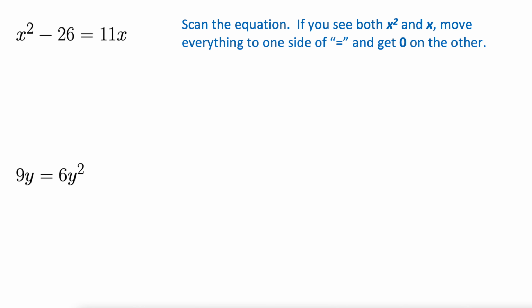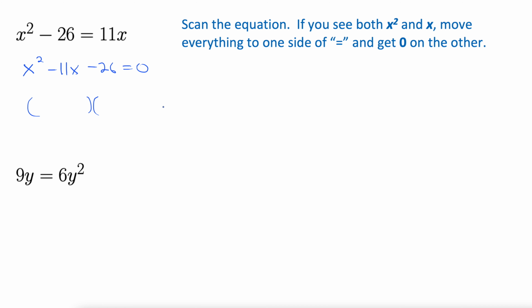Scan the equation. If you see both x squared and x, move everything to one side of the equal sign and get 0 on the other. Okay, let's do that here. I see both an x squared and an x, so I'm moving everything to the left-hand side by subtracting 11x from both sides. We have x squared minus 11x minus 26 equals 0.